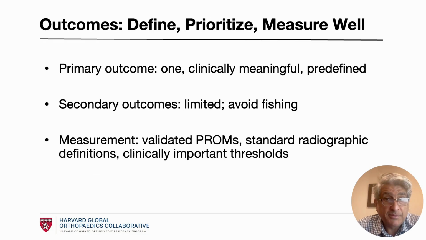Outcomes. Define, prioritize, and measure well. A common pitfall is too many outcomes. Primary outcomes should drive sample size and analysis. Avoid post hoc relabeling, such as "our primary outcome was..." The reviewers will spot this immediately. So make sure that you have validated prompts, standard radiographic definitions, and clinically important thresholds, and stick with them.